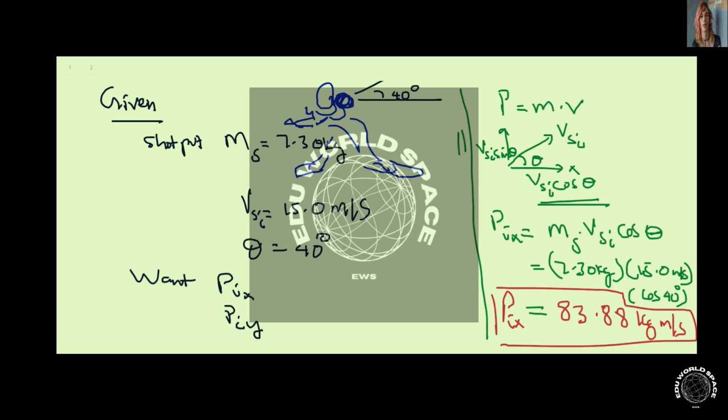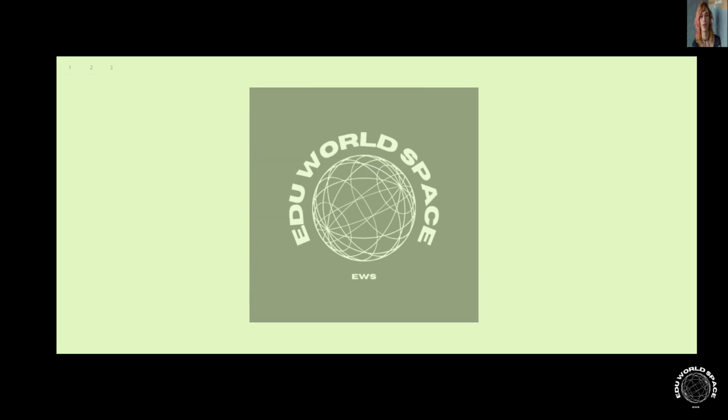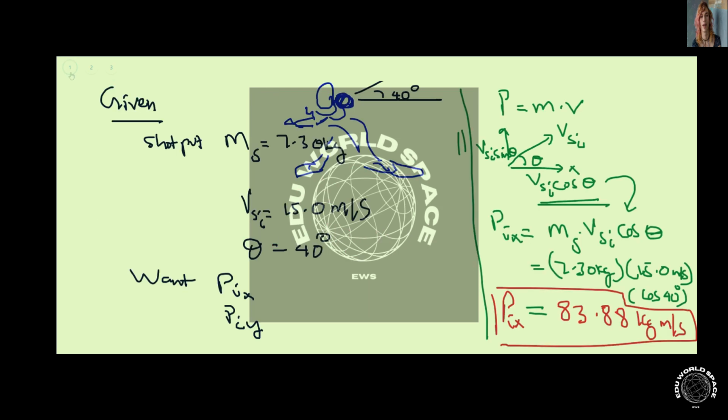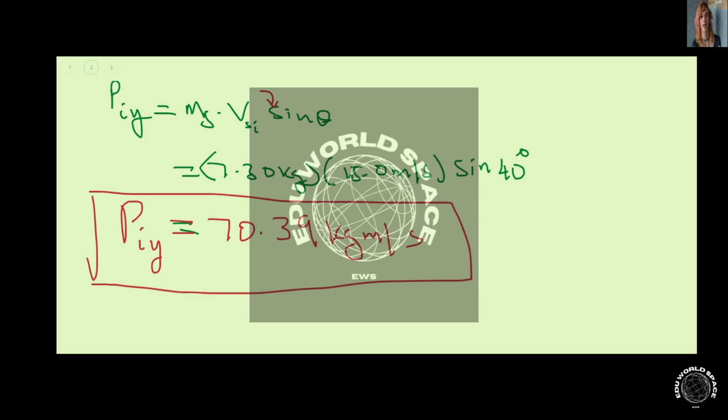In the x direction, the velocity is in terms of VSI cosine theta, and in the y direction, the momentum is in terms of VSI sine of theta. So we resolve the component velocities, the mass stays the same, and then we get the final solutions for the initial momentum in the x and the initial momentum in the y.